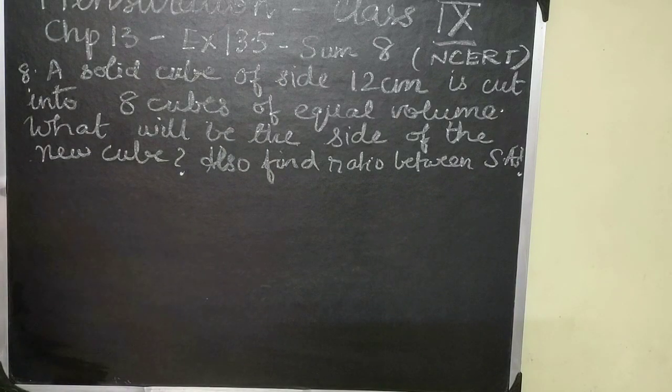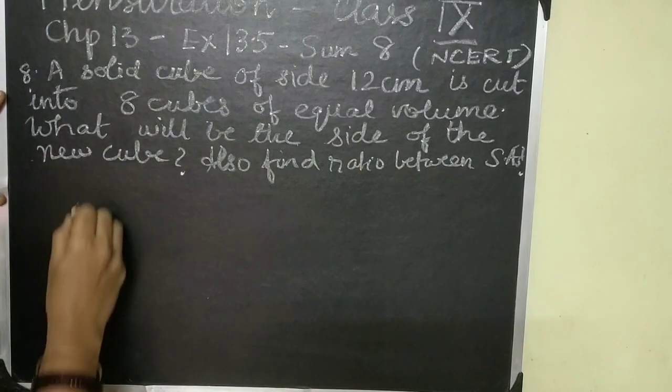Continuing with mensuration and cubes, we are going to now do a sum involving volume. This is from the class 9th NCERT book, chapter 13.13 and exercise 13.5. A solid cube of side 12 centimeter.